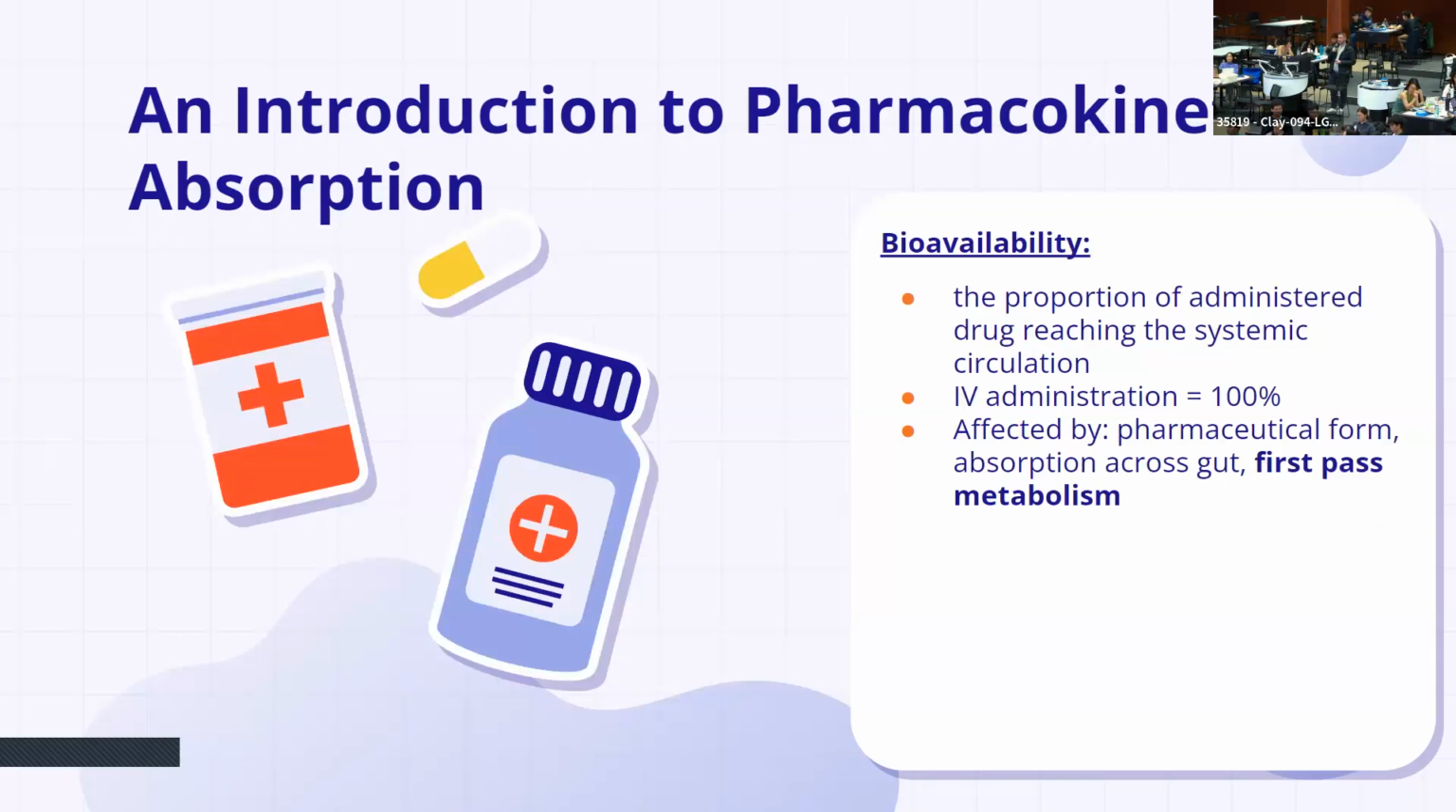Okay, so the next one is bioavailability, and that's just the proportion of administered drug reaching the systemic circulation. So if you do it intravenously, then that's going to have 100% bioavailability. So that is your sort of gold standard, I guess you'd say.